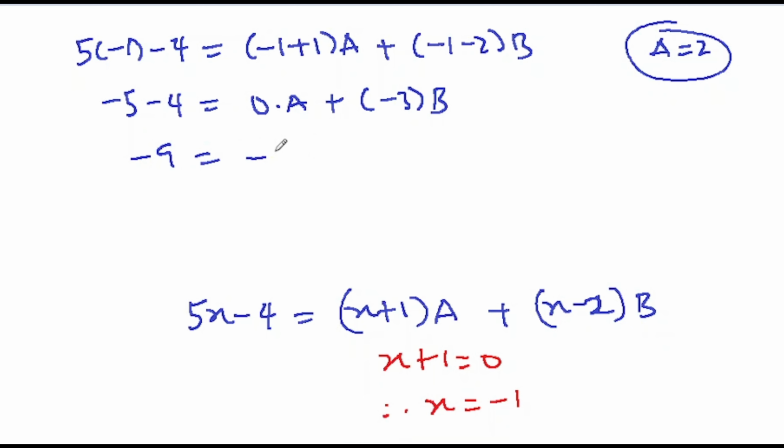Then we have negative 3b. So divide both sides by negative 3, that's going to be 3. So b is equal to 3.